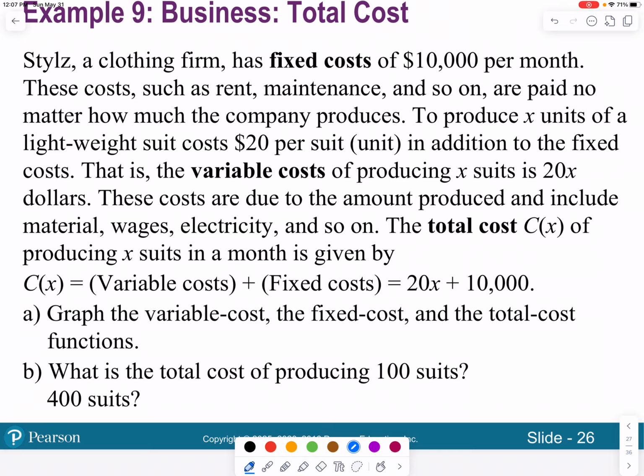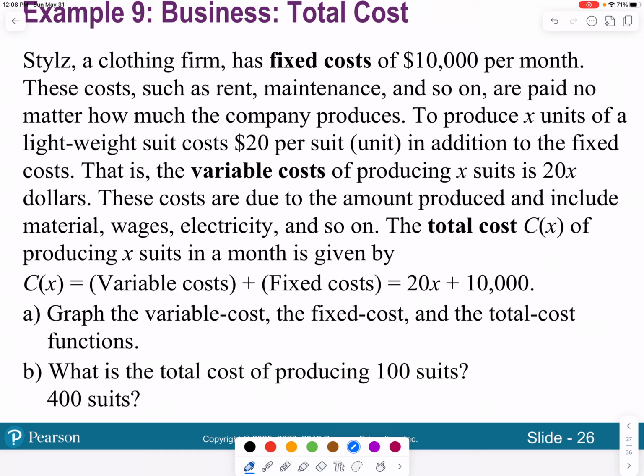So the variable cost is 20X, so that's going to be a diagonal line passing through the origin with a slope of positive 20. The fixed cost is 10,000 per month, so there should be a flat horizontal line through y equals 10,000. Then the cost function should be a diagonal line with a slope of 20 with a y-intercept of 10,000.